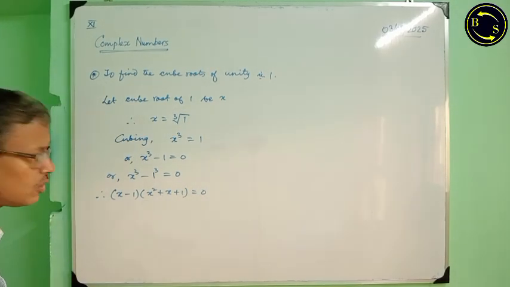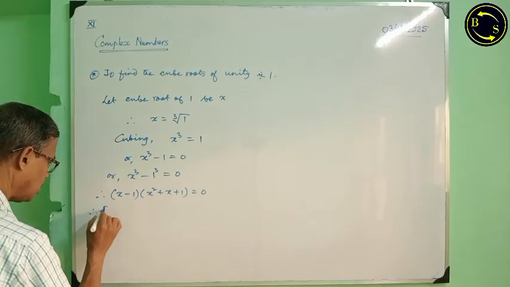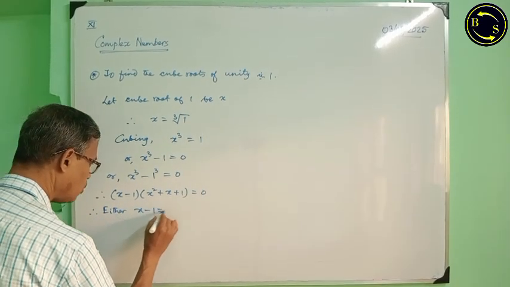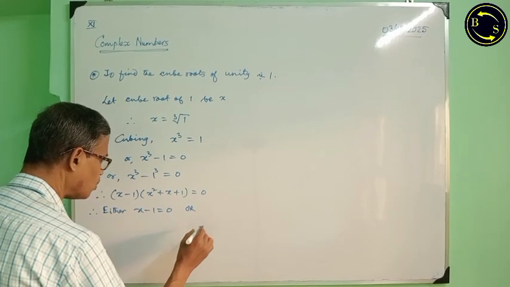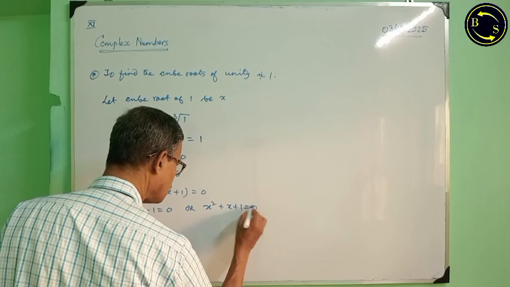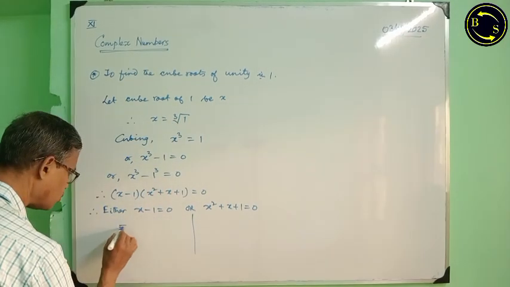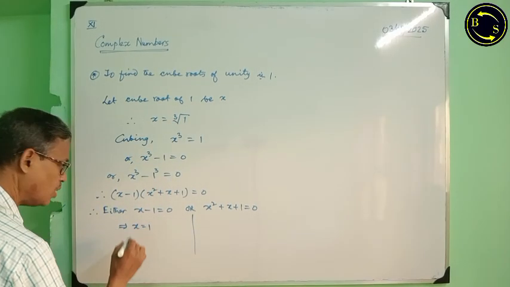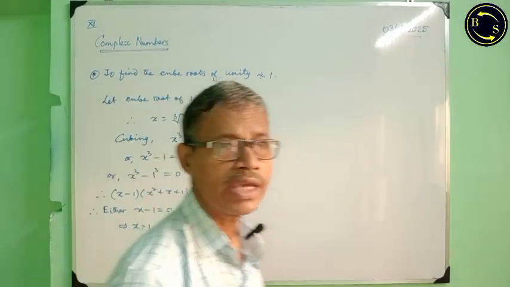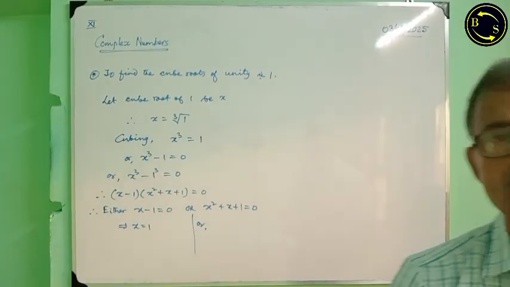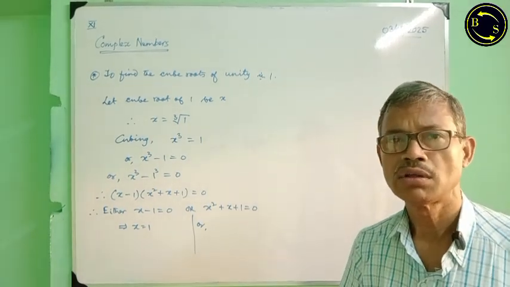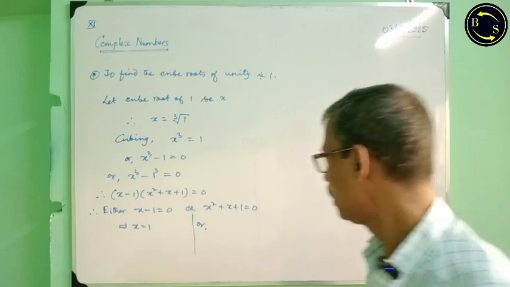Product of two factors 0. Therefore, I get x minus 1 equal to 0 or x square plus x plus 1 equal to 0. From this we get x equal to 1 and x square plus x plus 1 cannot be resolved into two factors. Therefore, we have to use here Sridharacharya formula. I apply that.